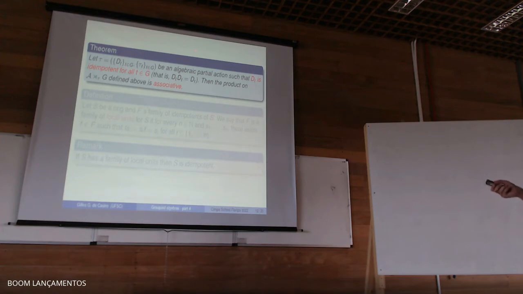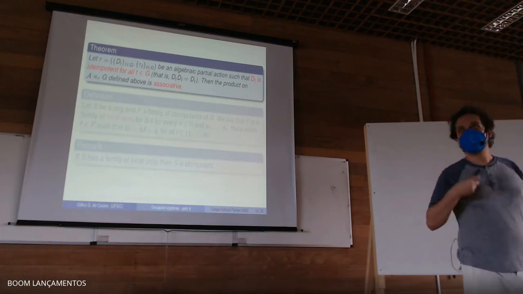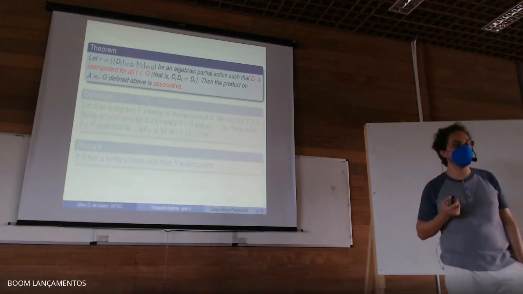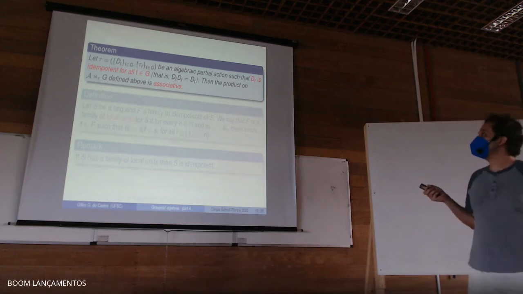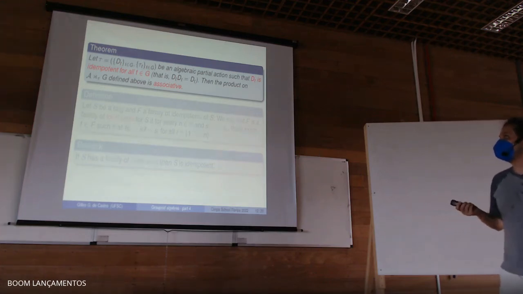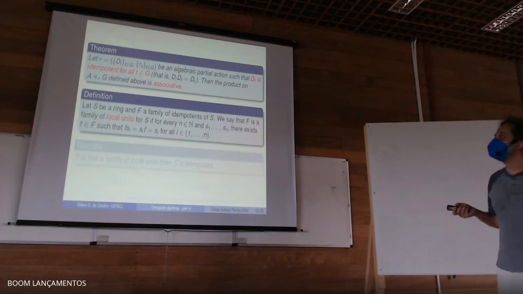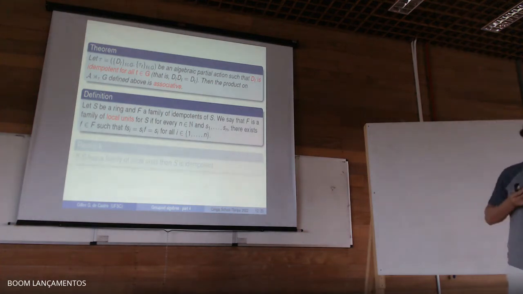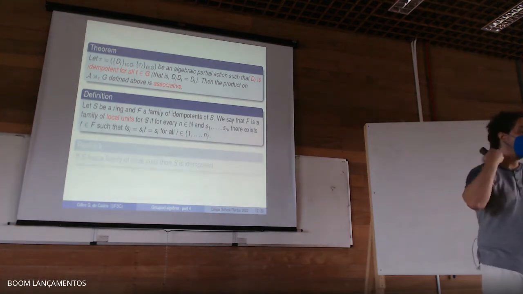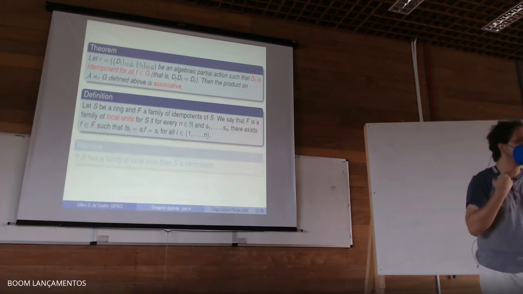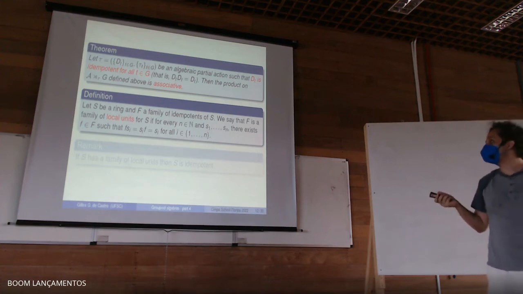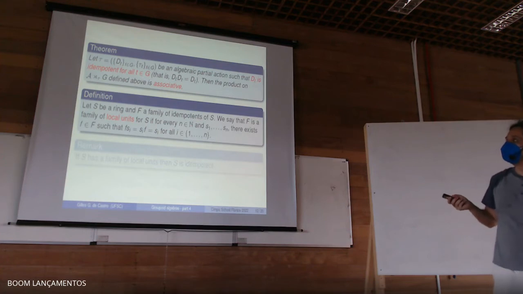And if this happens, then the product is associative. There are other conditions that also ensure the associativity, but for us, this is going to be enough. Why is this enough? Because the algebras that we're interested in have these local units. So Leah has already talked about local units for Leavitt path algebras. I'm going to give the more general definition here.